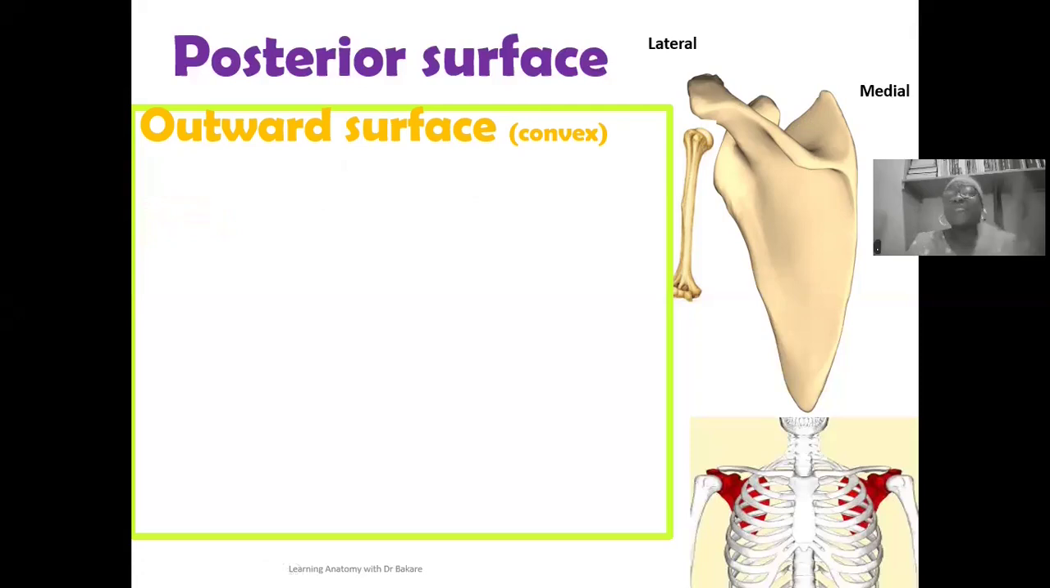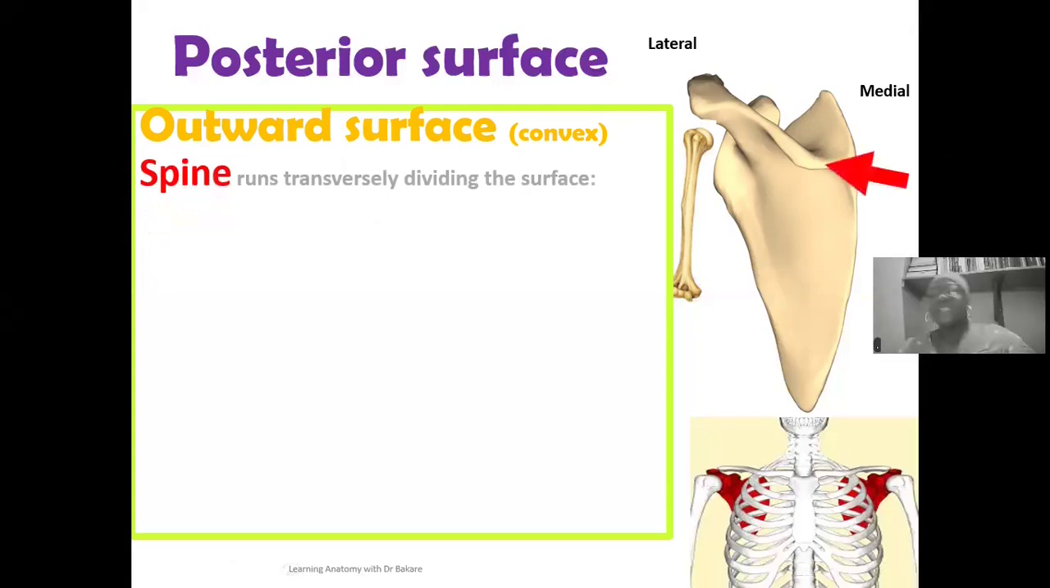If you drive deep into the posterior surface, we have the spinous process, which is also referred to as the spine of the scapula. And this is what is arrowed here in red. So you have a horizontal or transverse projection around the posterior surface of the scapula. And this is what is arrowed here at this point.